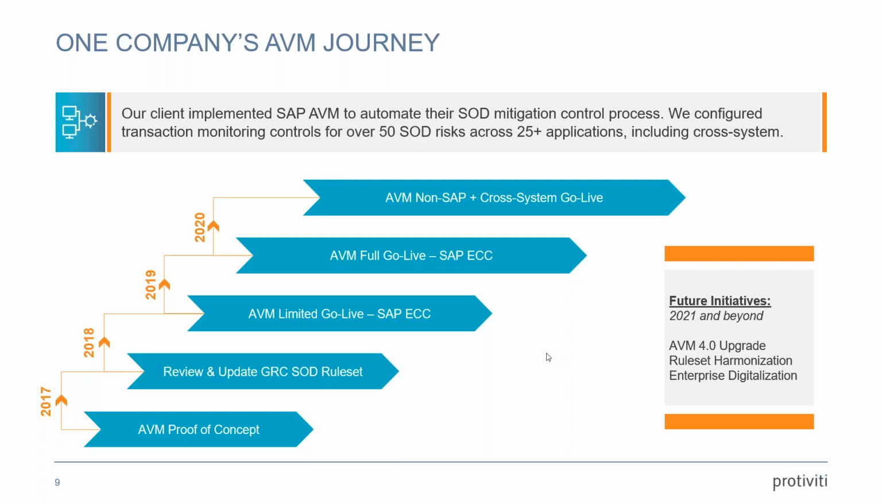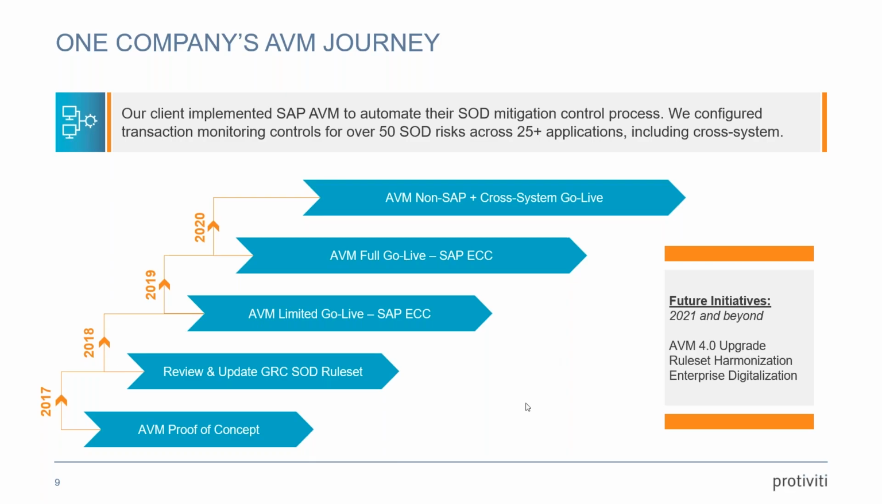And then once the AVM rollout started, it was done over a period of about a year and a half, where we initially focused on a subset of SAP risks, rolled them out, sort of piloted the control review process to occur in AVM for a limited scope, and then rolled out the rest of the SAP scope at the end of the year, and then turned our attention to some of their non-SAP applications and cross-system scenarios to monitor those types of exceptions as well.